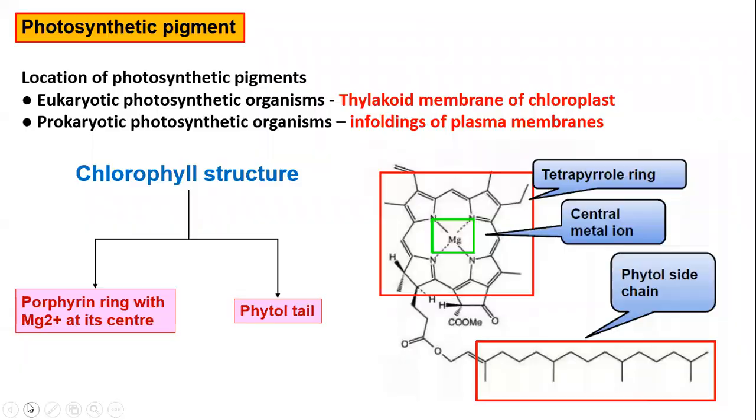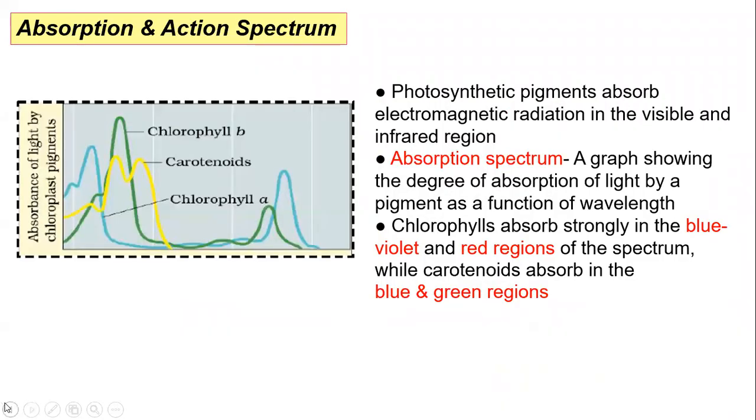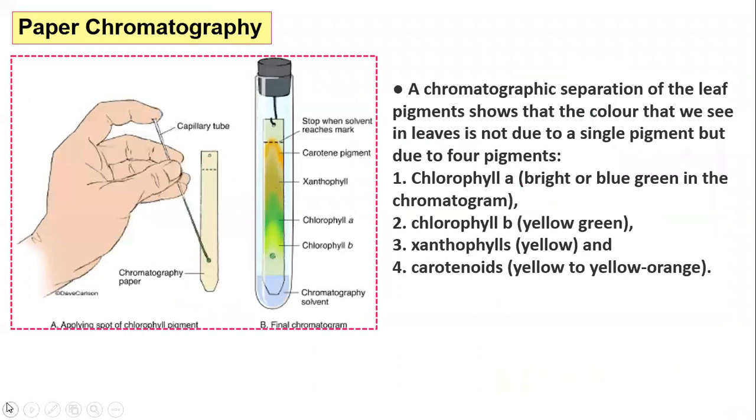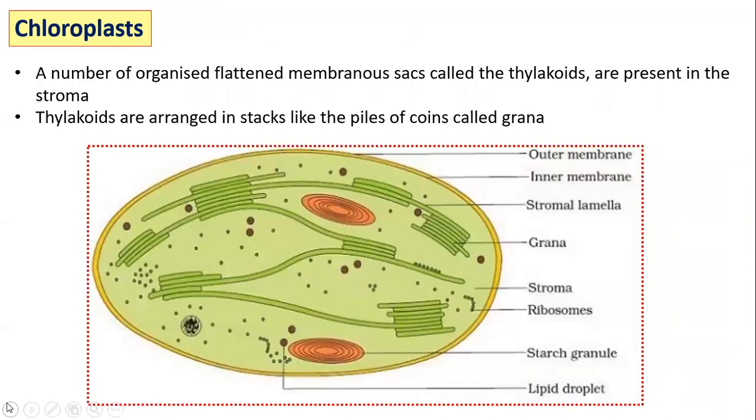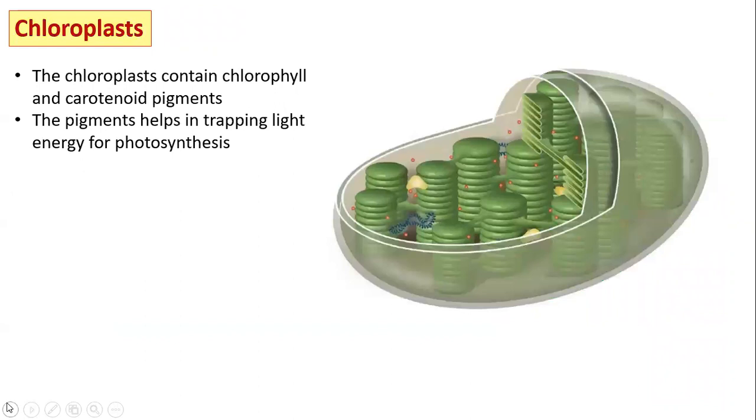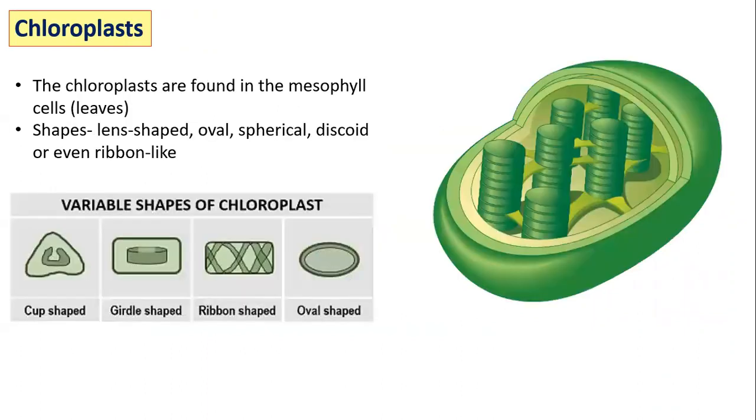Towards the end, we'll revise all the topics once again. Before coming to the action and absorption spectrum, let us recap what we have learned so far. We started with the slide that a chloroplast contains chlorophyll and carotenoid pigments. What is the main function of these pigments? They help the process of photosynthesis by trapping the sunlight. The chloroplasts are generally found in the mesophyll cells of the leaf, and the location of mesophyll cells will be clear to you when we study the anatomy of flowering plants chapter.